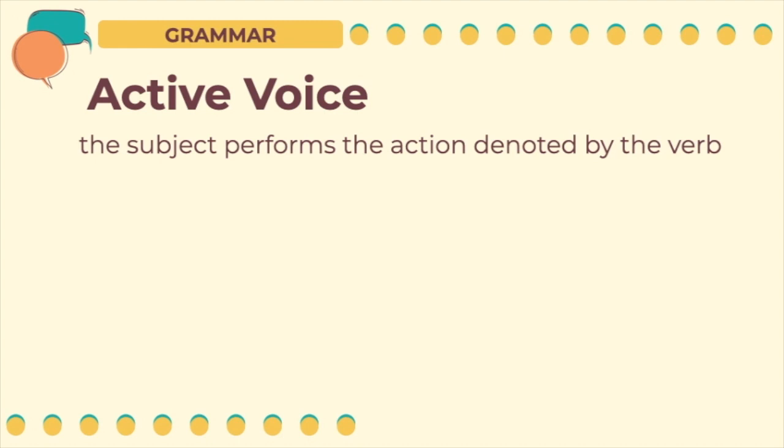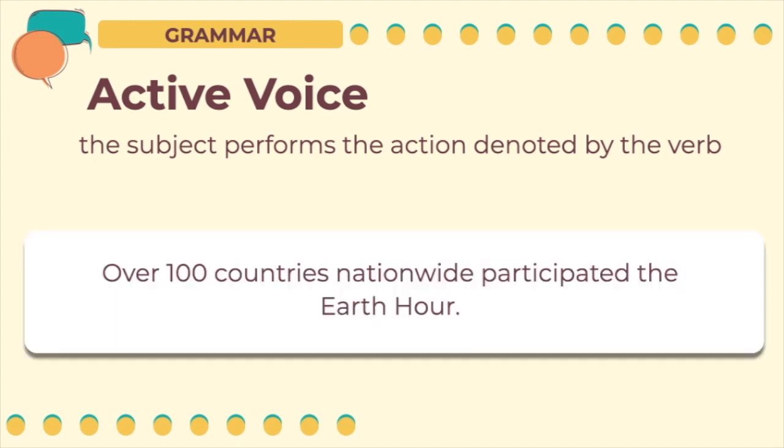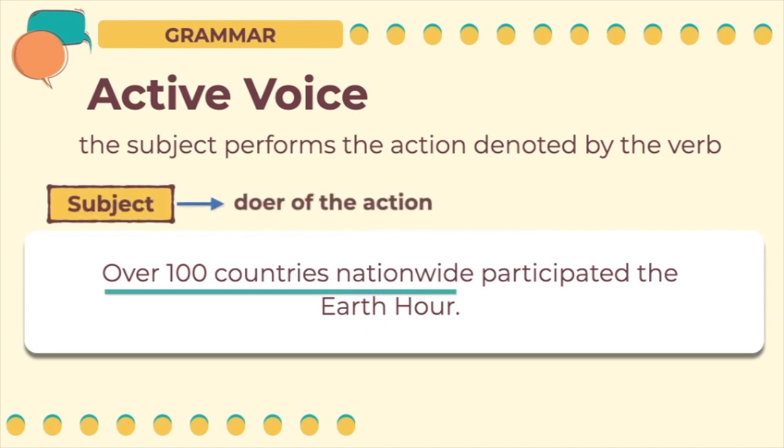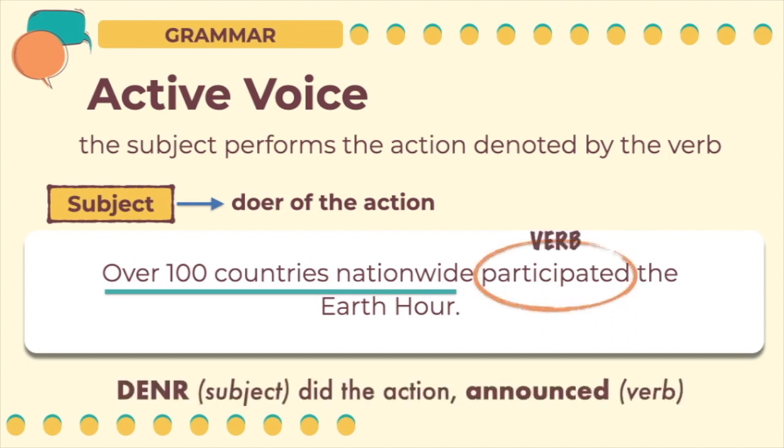When a verb is in active voice, the subject performs the action denoted by the verb. Take a look at this example. Over 100 countries nationwide participated in the Earth Hour. In this sentence, the doer of the action is over 100 countries nationwide. It thus acts upon the verb in the sentence, which is participated.